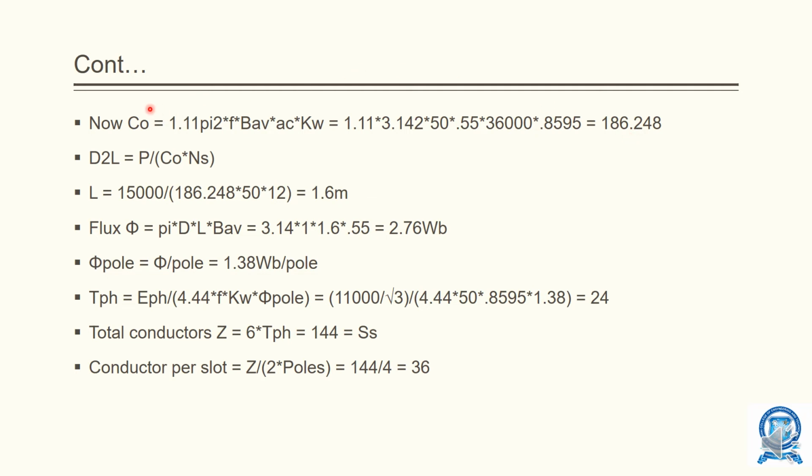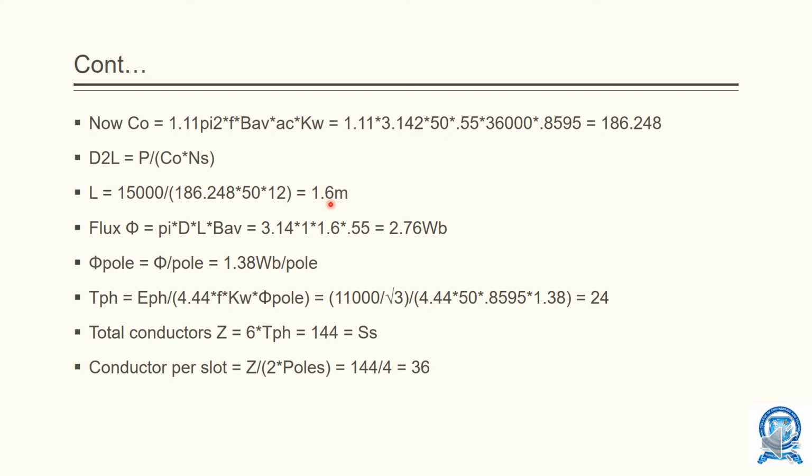On substituting the value of C naught, NS and P in the output equation, I will be getting the value of L, that is the length of core. Length of core L is equal to 1.6 meters. Already we have found the value of diameter D. Now L value is known. Now the only parameter which we need to find is the number of conductors.